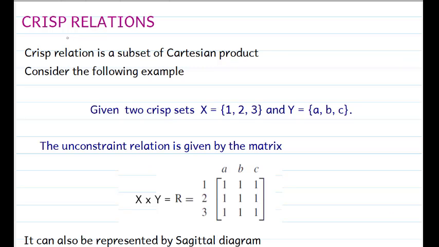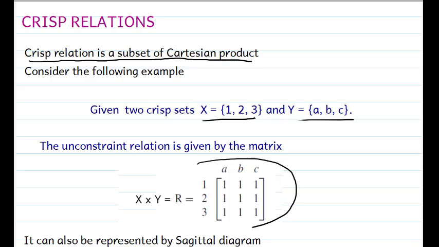Now let us see the relation. What are crisp relations? Crisp relations are subsets of the Cartesian product. Now consider we have two crisp sets: X having elements 1, 2, 3, and Y having elements a, b, c. Now this is the unconstrained relation. We can define the relation by this.